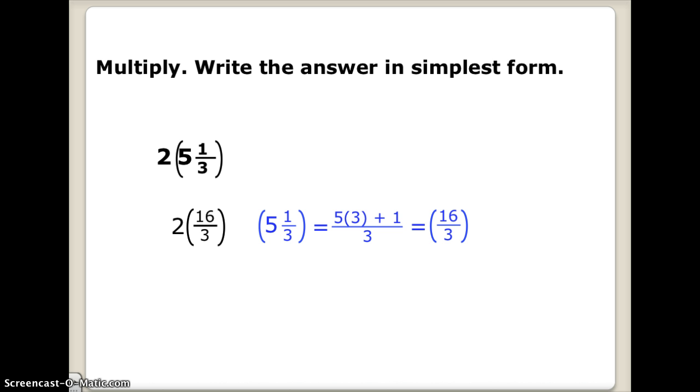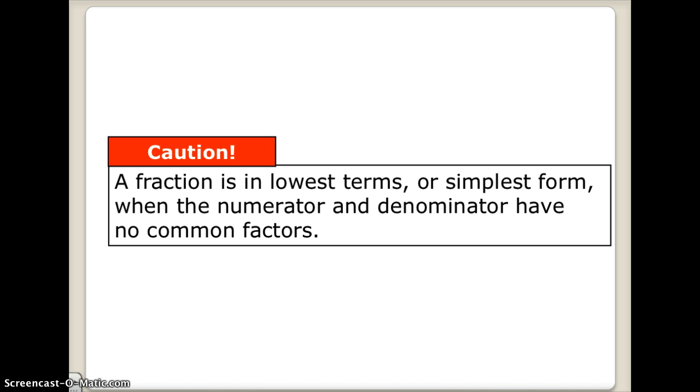So now we're going to multiply that by 2. Remember that's like 2 over 1. So we multiply the 2 times the 16, leave the denominator alone. We get 32 over 3, and neither is divisible by 3, so it's simplified.